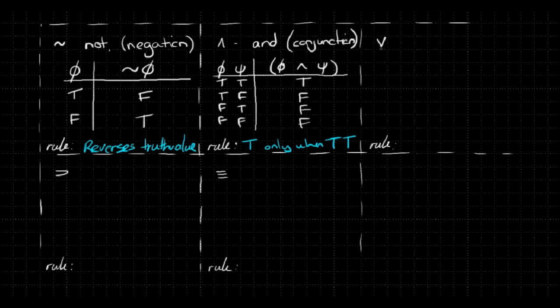Okay, let's move on to vel. So this is or, and it's sometimes also called a disjunction. So we're going to need a similar truth table as we had before, phi and psi.